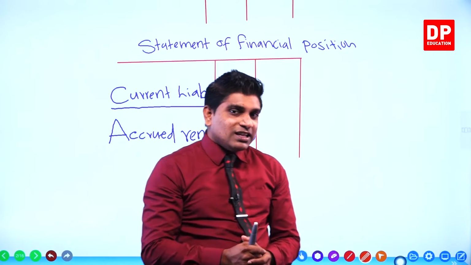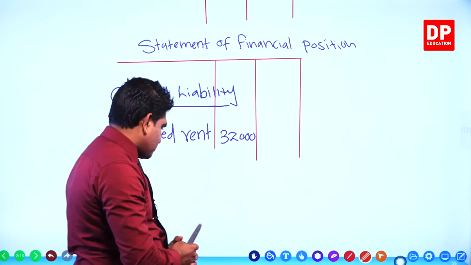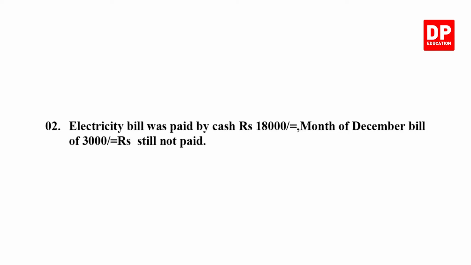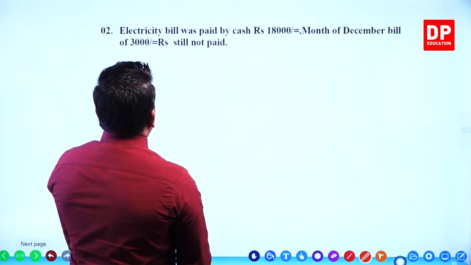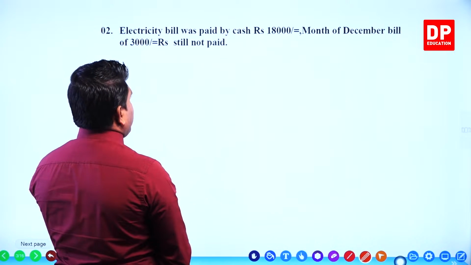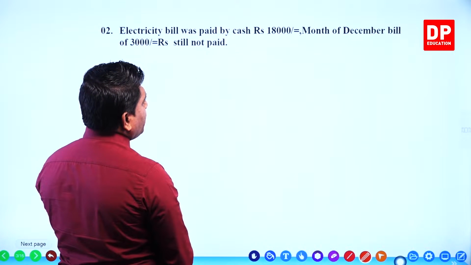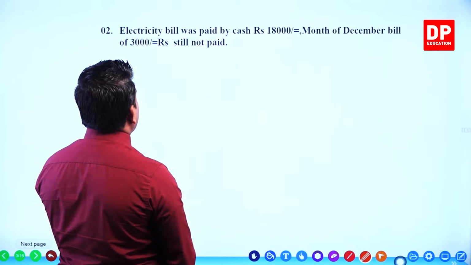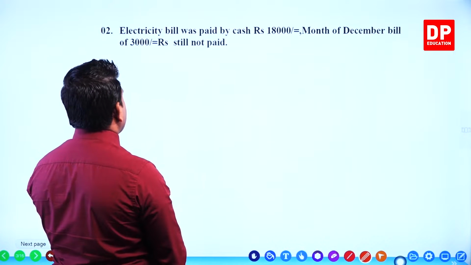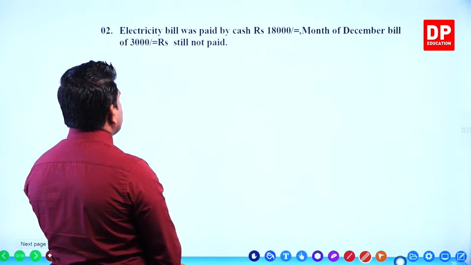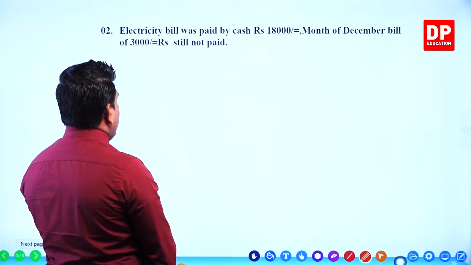Now we go to the second transaction. Electricity bill was paid by cash 18,000. The December bill of 3,000 is still not paid. Right? Then electricity bill.